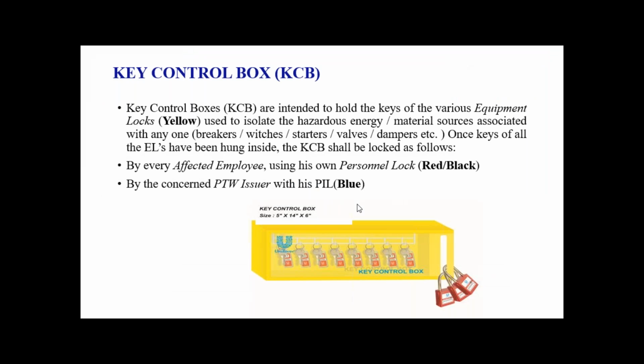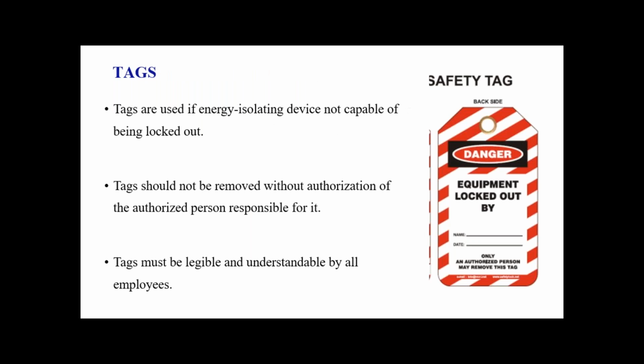So this is the example of the KCB we have already discussed. These red locks are the example that is applied from the affected employees, and this key control box, that is KCB, is in the yellow color. So depending on your color coding, depending on the color systems you are going to apply, these are some of the examples. Then these are the examples of tags.